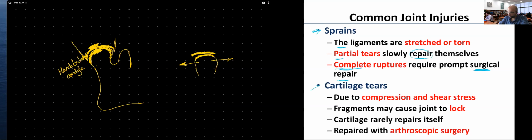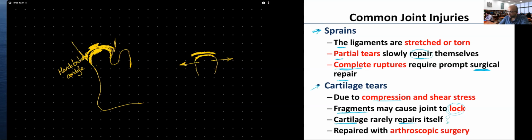Cartilage tears are most likely going to be due to compression and shear stress. The problem with cartilage tears is that fragments of cartilage that get dislodged from their place might cause joint lock. So if I have a cartilage part that got dislodged from its place, it's going to prevent the joint from moving. The other problem with a cartilage tear is that cartilage rarely repairs itself.